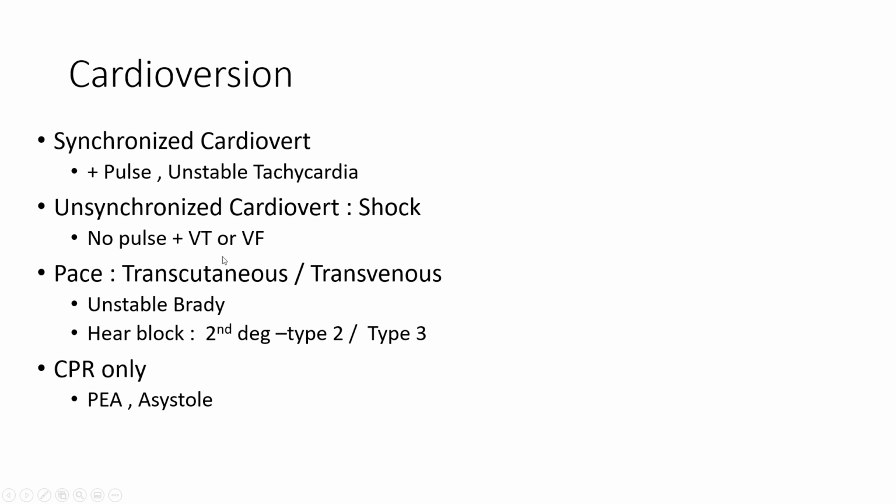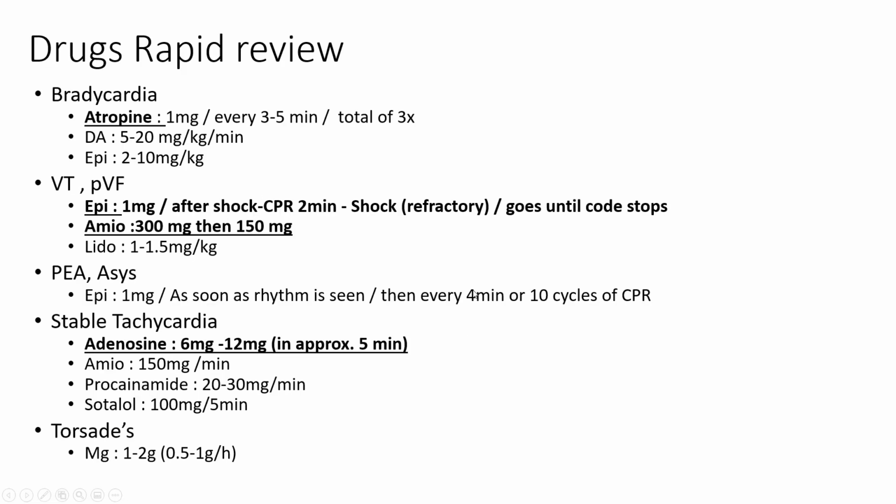This can be transcutaneous, which is second line, and transvenous. Remember, you jump to this for second degree type 2 and type 3 straight away. You don't even try atropine. Then CPR only is done for PEA and asystole. And you remember, you alternate epi, nothing, epi, nothing for those cases.